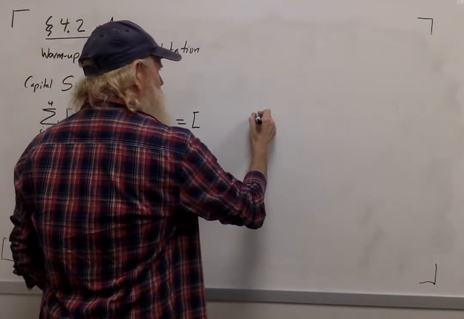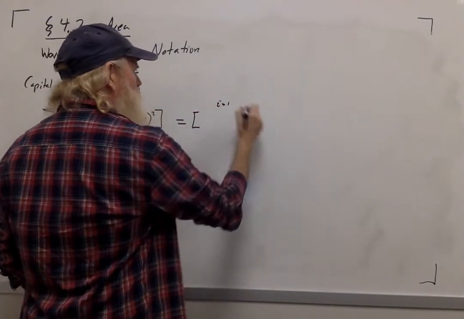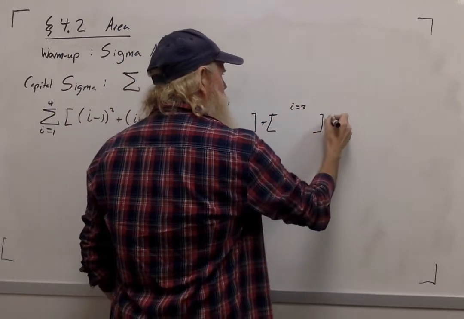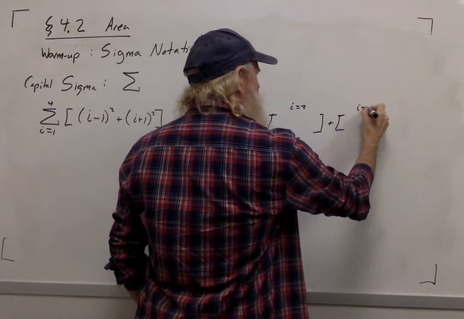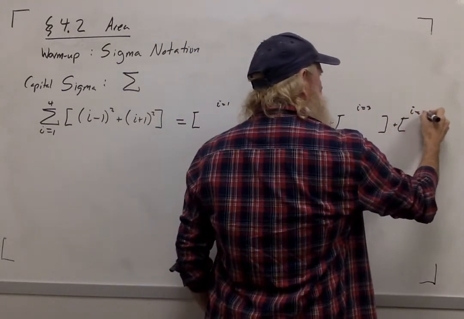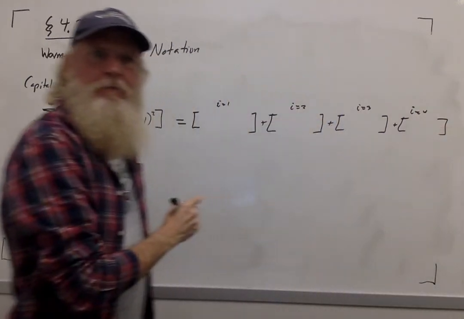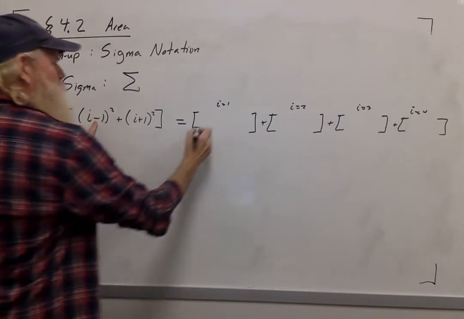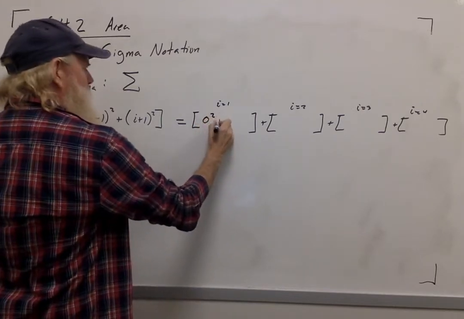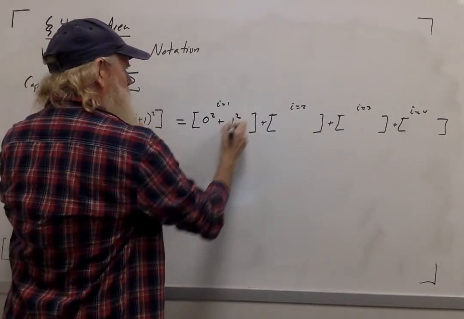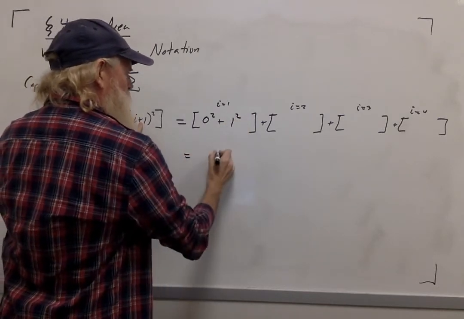So I'll have 1 with i equals 1. Then I'll substitute in i equals 2. And then i equals 3. And then finally i equals 4. So first let's plug in i equals 1. 1 minus 1 is 0 squared plus 1 plus 1 is 1 squared. 0 squared plus 1 squared is 1.